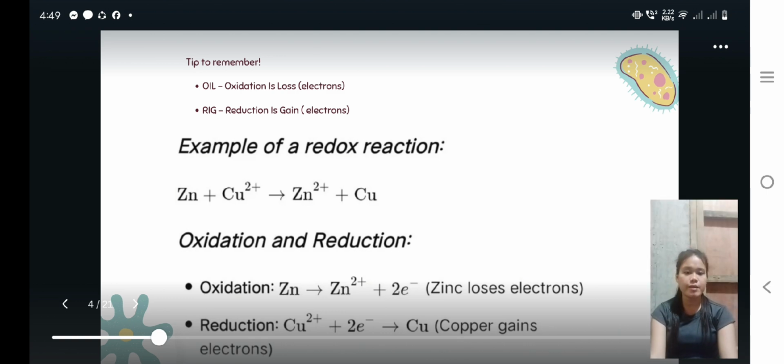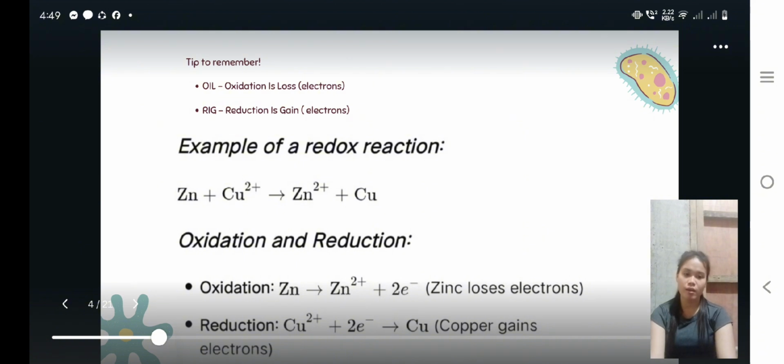So I have here an example of a redox reaction. As you can see, zinc reacts with copper ions to form zinc ion plus copper. In the oxidation, zinc becomes zinc ion plus 2 electrons. So zinc loses electrons, and as you can see, zinc becomes Zn2+. Nag-lose siya, pero nahimo siyang positive.